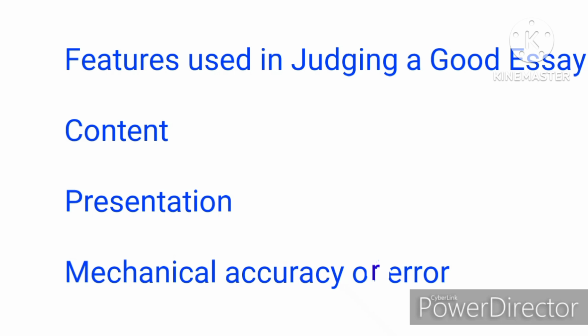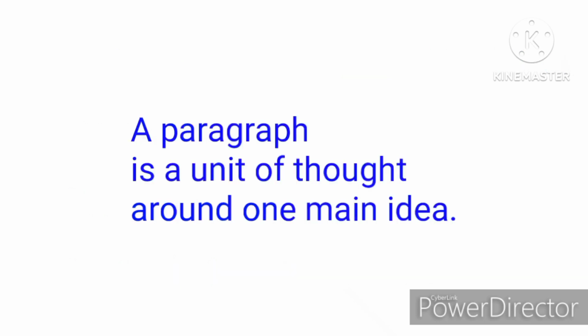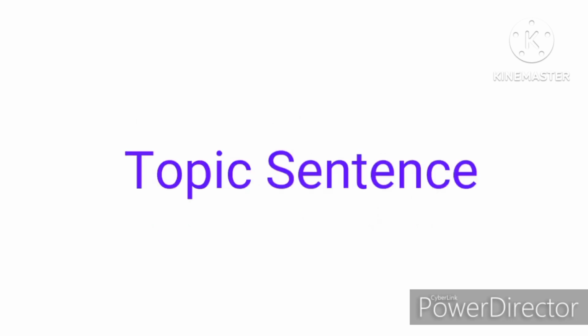A paragraph is a unit of thought around one main idea. A paragraph is a collection of sentences that develop a single idea. Each of the paragraphs should have what is called a topic sentence. A topic sentence is the sentence that expresses the controlling idea or the main subject of the paragraph.